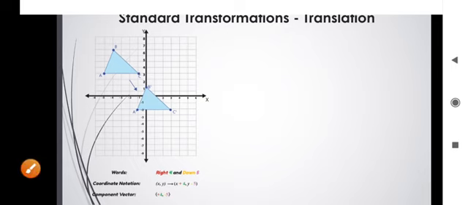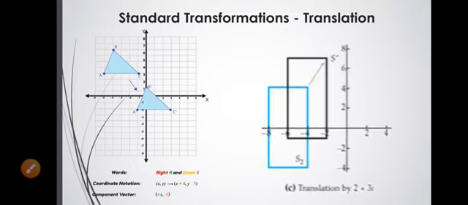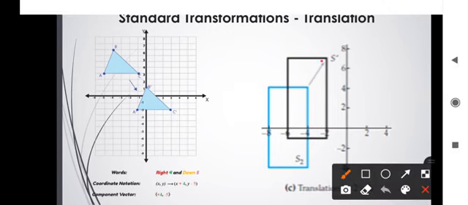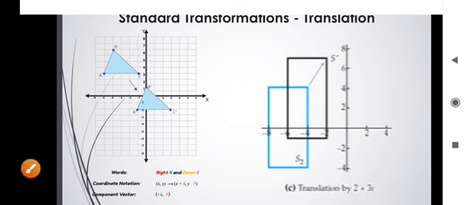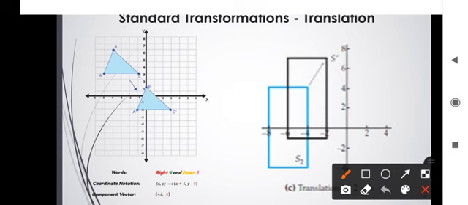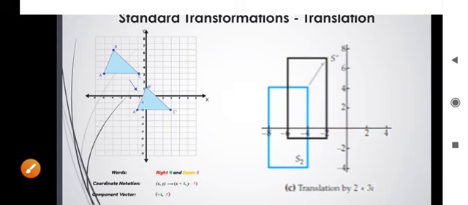One more diagram, one more example. Here the original rectangle is S2, denoted by the blue color rectangle, and with this arrow S2 is shifted to S dash. This shifting is done by a translation of 2 plus 3i. This is the complex constant c. So c equal to 2 plus 3i is the translation factor.